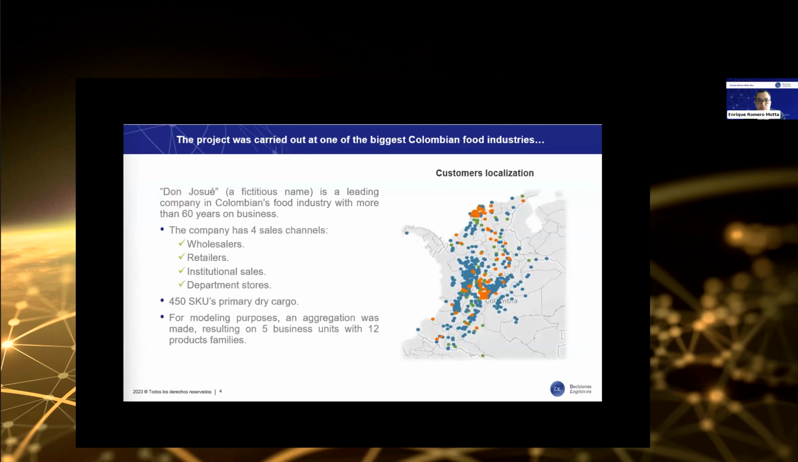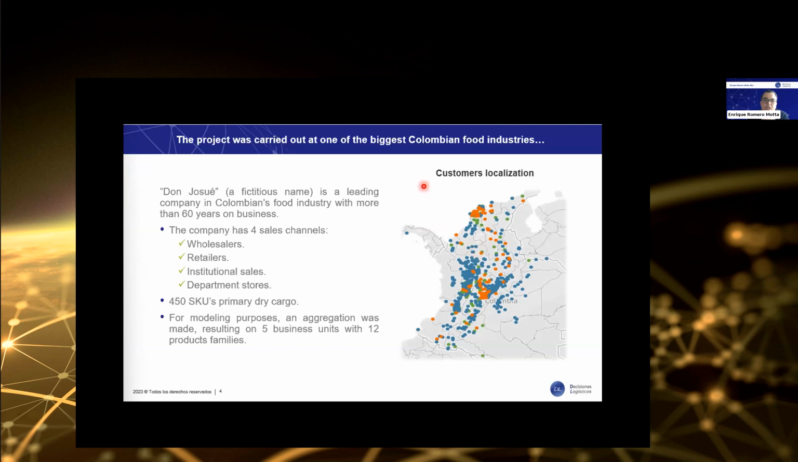So we have to switch the company's name because of a confidentiality element that we have to respect. That's why we provide you with a fictitious name, which is Don Josue. So let me tell you about the challenge we faced, okay? First of all, we are working with one of the biggest companies in Colombia, as you already see here. Let me show you right there.